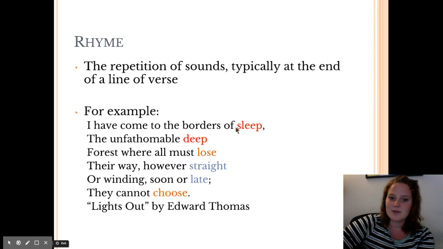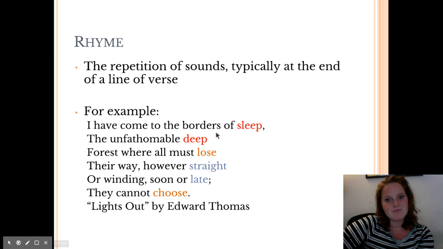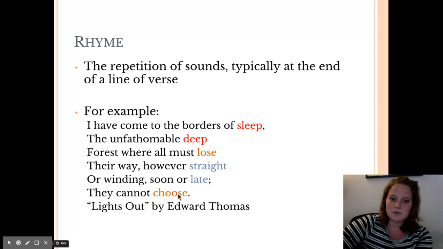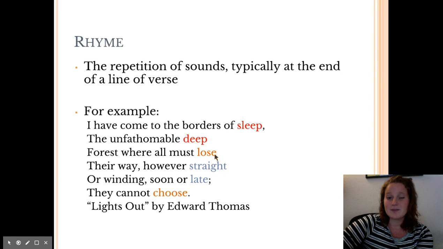All of the words that are highlighted here, both sleep and deep, are highlighted in red. Those obviously rhyme. Lose rhymes with choose, both in orange, straight and late in blue also rhyme. One thing you might want to notice is that lose and choose, even though they are not lines of poetry that immediately follow one another, they still rhyme, and we still consider that an important thing to note.